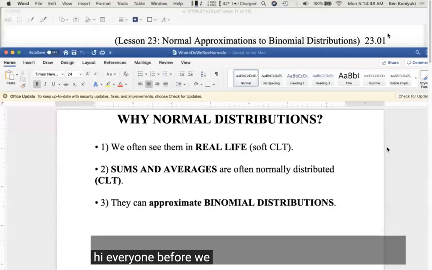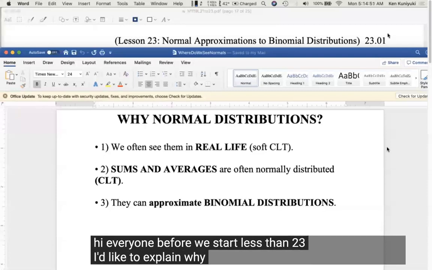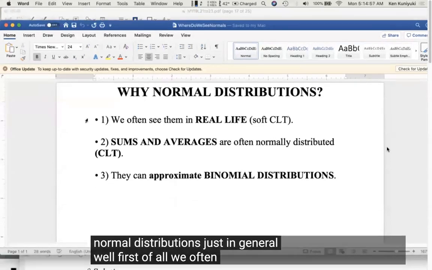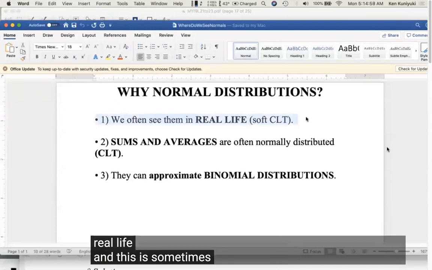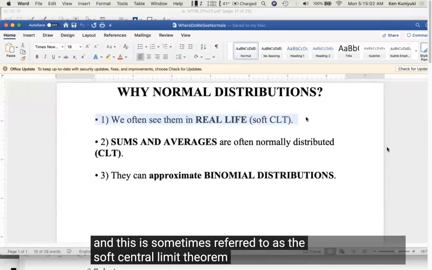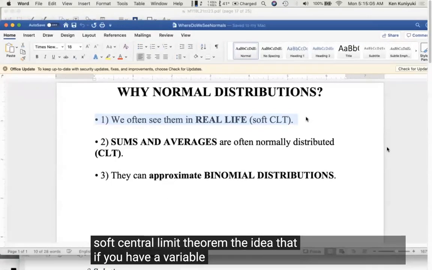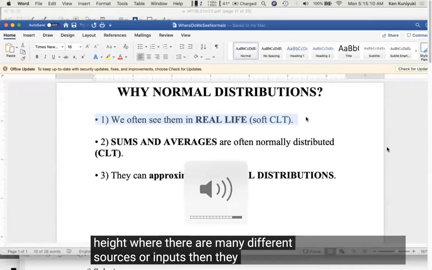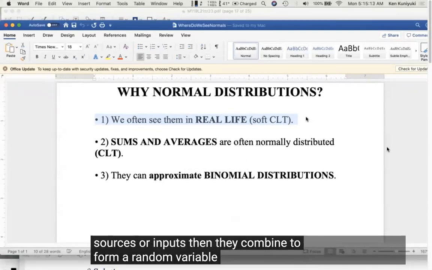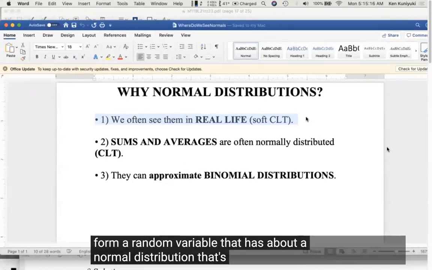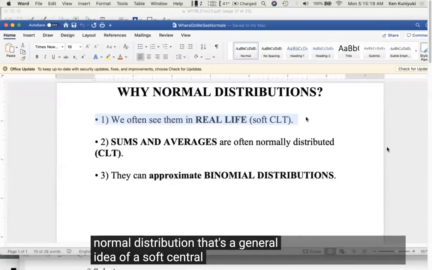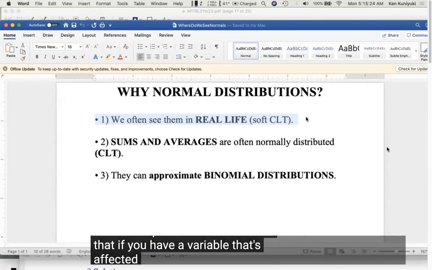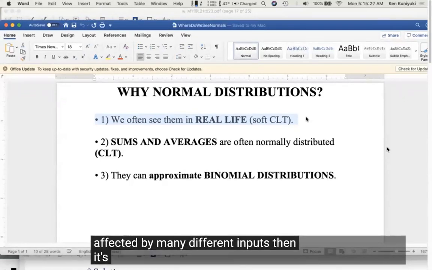Hi, everyone. Before we start lesson 23, I'd like to explain why we care about normal distributions, just in general. Well, first of all, we often see them in real life. And this is sometimes referred to as the soft central limit theorem, the idea that if you have a variable like weight or height, where there are many different sources or inputs, then they combine to form a random variable that has about a normal distribution. It's not too precise, but it's the idea that if you have a variable that's affected by many different inputs, then it's often randomly distributed normally.